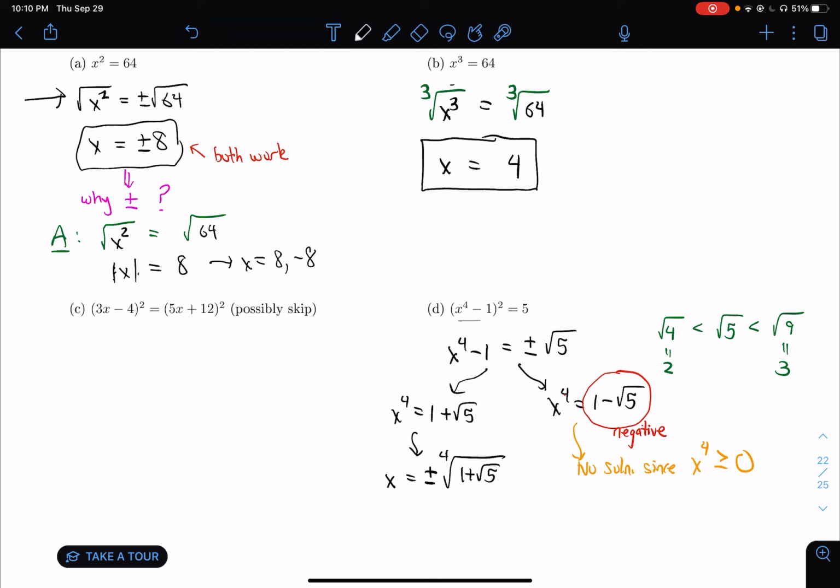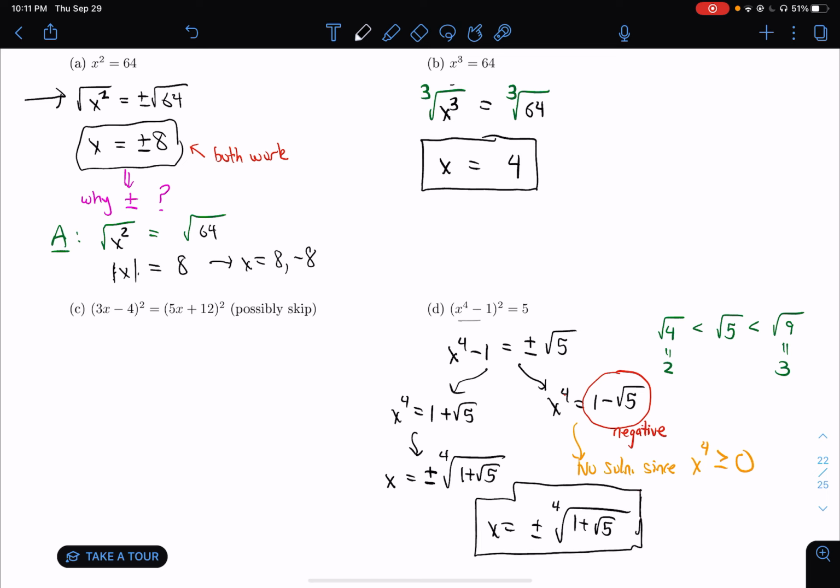So overall, I end up with just the answer plus or minus 4th root of 1 plus square root of 5. I have to be careful about that when I'm even rooting both sides and make sure I'm not actually even rooting a negative number.